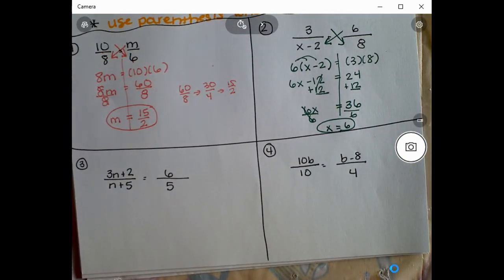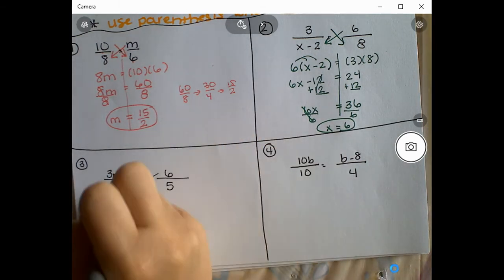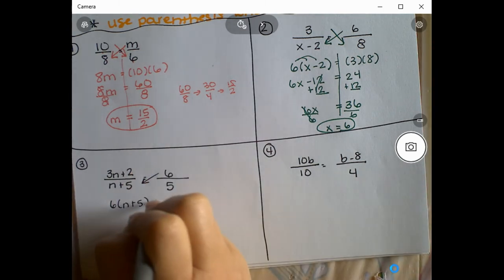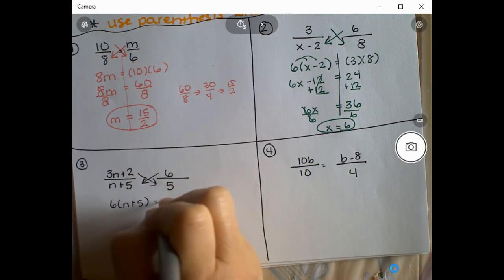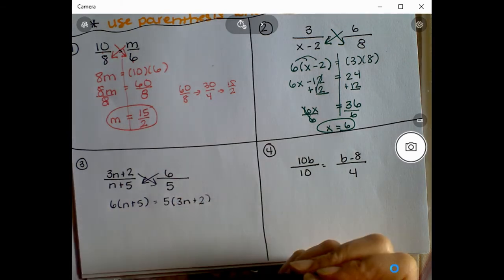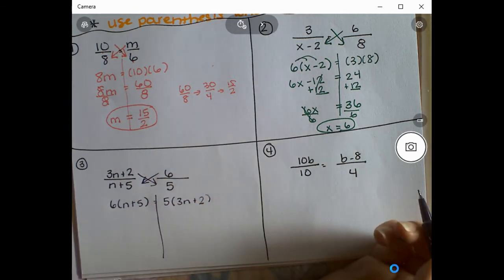All right, cross multiply: 6n times n plus 5 equals this way. I like to put the number by itself in front, n plus 2. All right, draw your line and follow the steps to solve an equation.